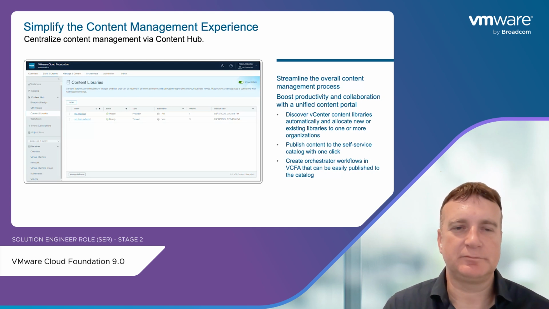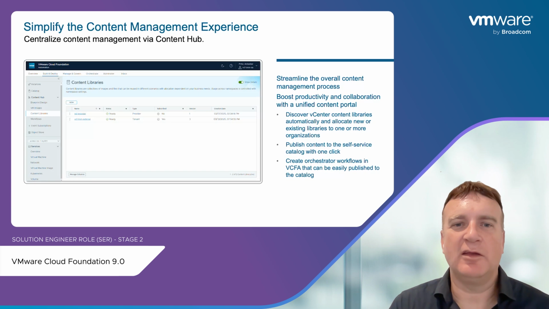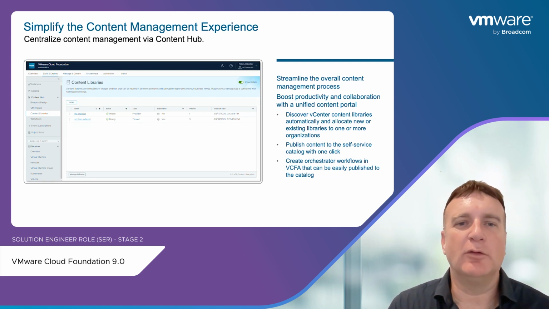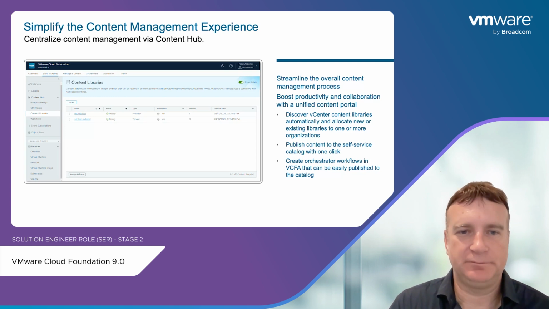In VCF9, you can also create a new content library directly within VCF Automation. You can also add one or more VM images, and you can also allocate the library to one or more organizations as needed.